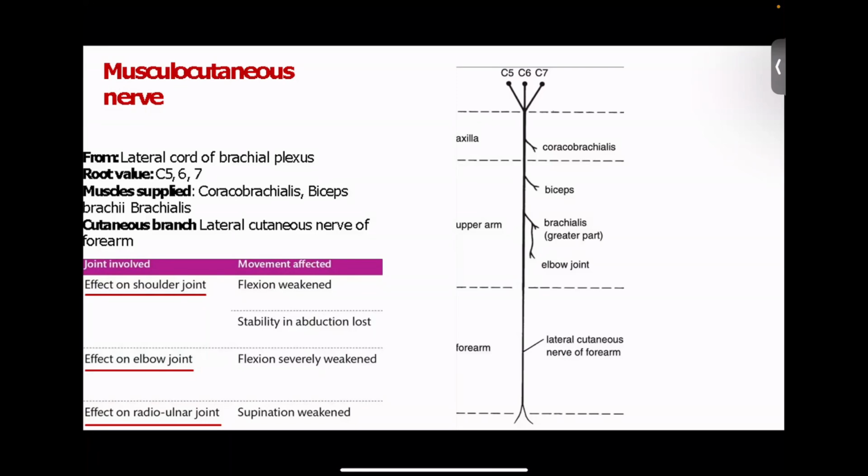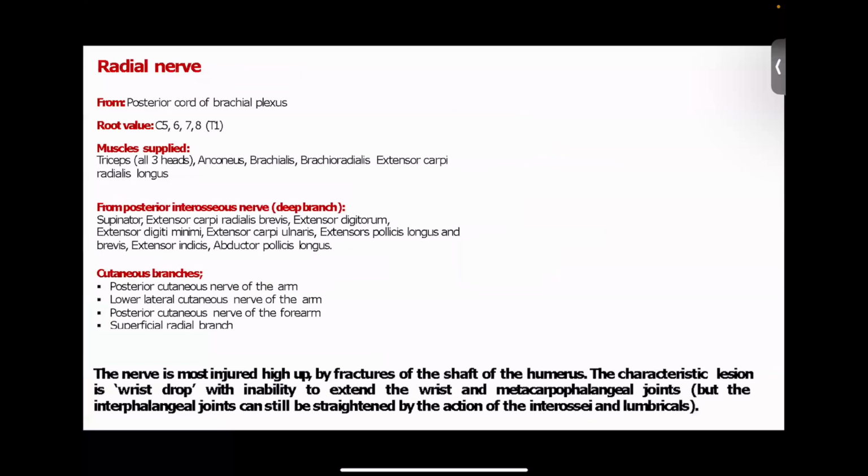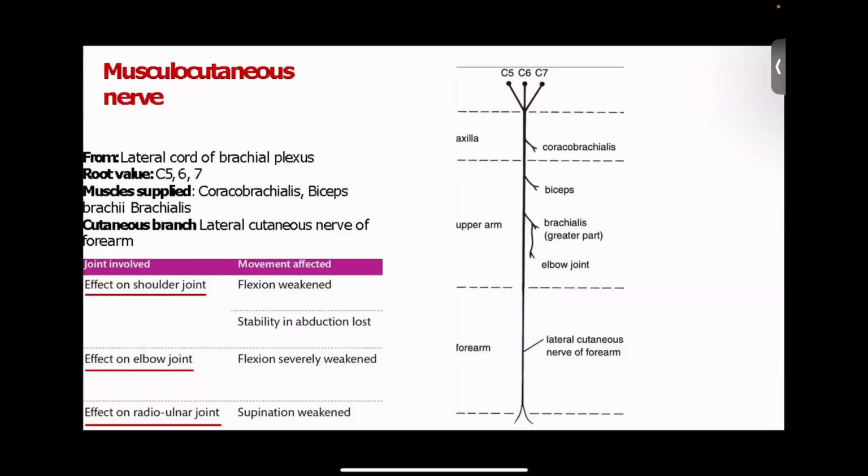And then the elbow joint, that's going to lead to severely weakened flexion of the arm. And then if it's on the radioulnar part, then the supination would be affected. Obviously if you're talking about the radioulnar joint, then definitely we're talking about its cutaneous branch. It does not directly go there. The cutaneous branch goes there.